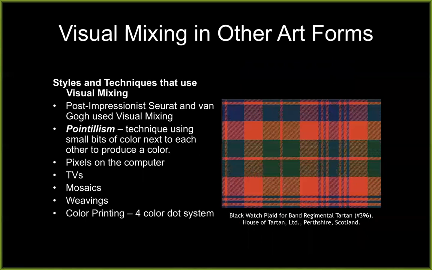TVs use it. If you get really close to your TV, I'm not so sure about the newer TVs with the retina displays and the newer computers, but pixels on a computer, as we know from looking at resolution, often have areas of pure color right next to each other. And then color printing uses the 4-color dot system, CMYK.